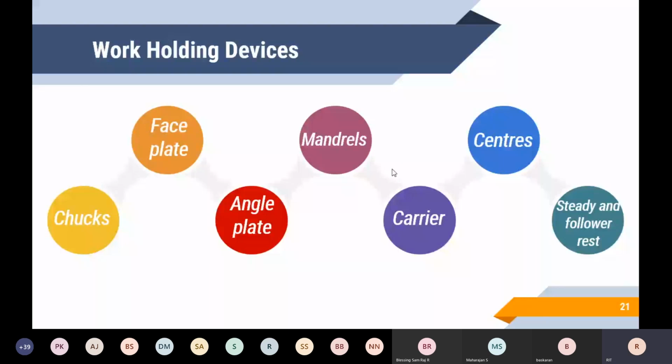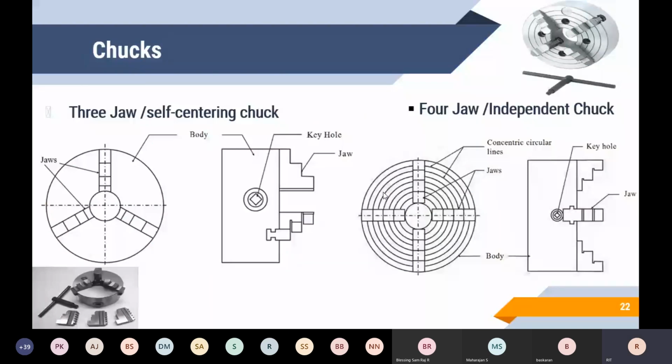The very first one is chucks. Normally, a chuck is used for jobs of short length and larger diameter which cannot be mounted between the centers. That kind of job can be easily held by using a chuck. The chuck is classified into 4 categories: the 3-jaw universal chuck, the 4-jaw independent chuck, the magnetic chuck, and the collet chuck. These are all the types.